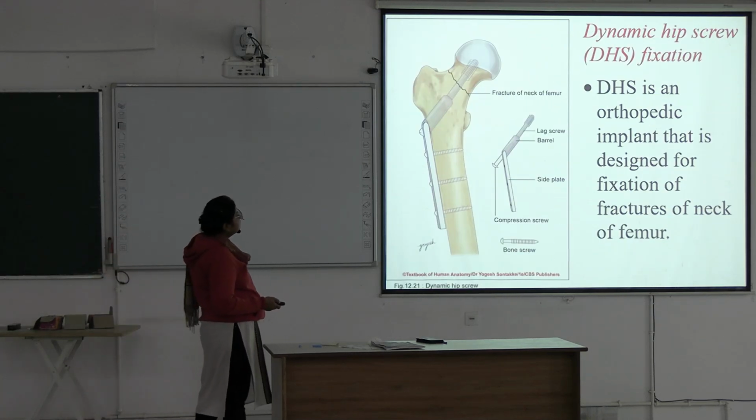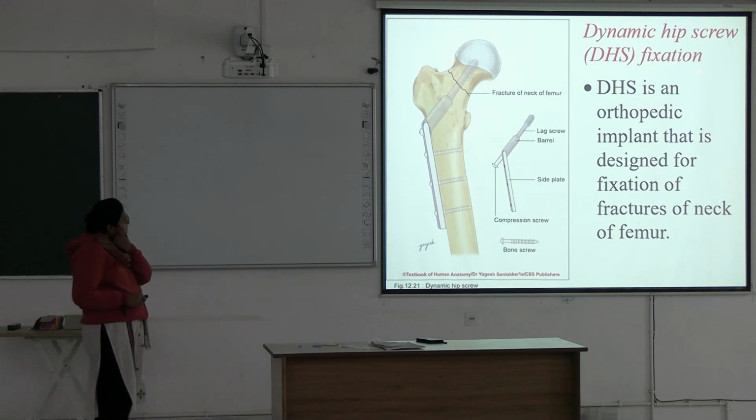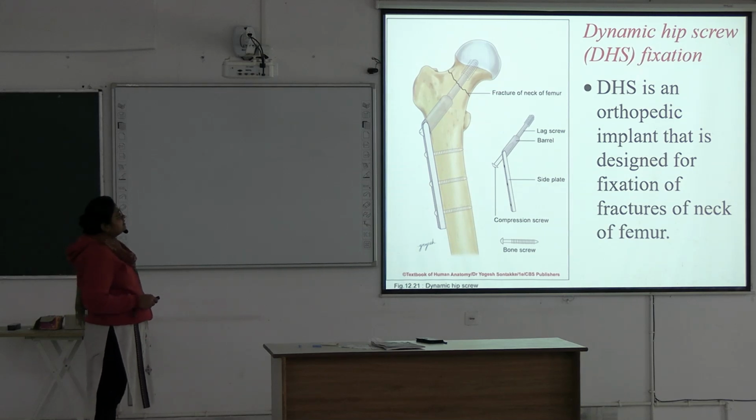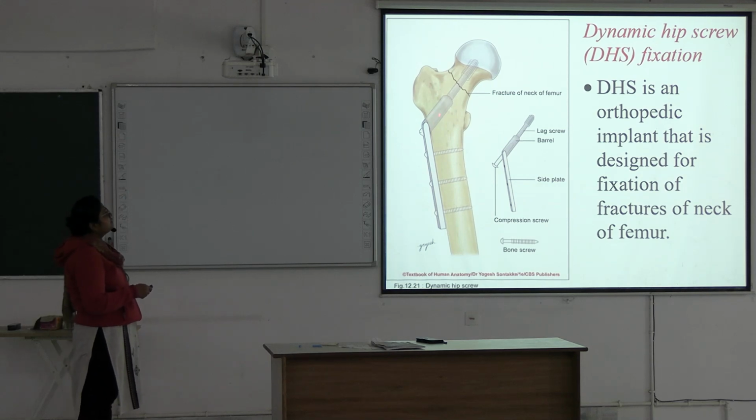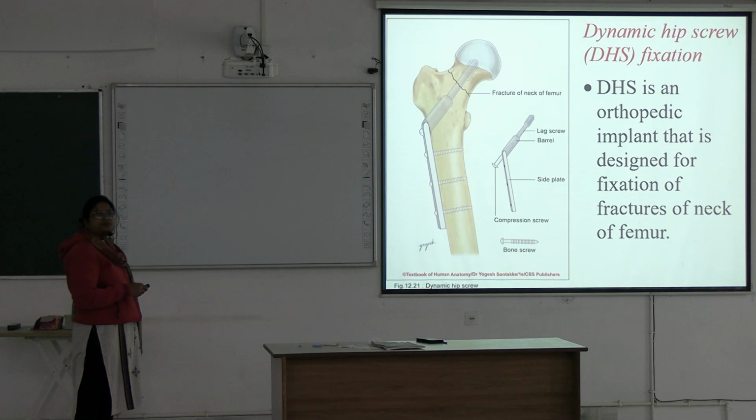Next, or you can place a dynamic hip screw fixation. Okay. If destruction is not much, dynamic hip screw fixation can be done. It is an orthopedic implant designed for fixation of fracture of the neck of the femur. Okay. So this is a plate and these are the screws. The screws are fitted with the femur and this large screw enters from below the trochanter up to the head of the femur through this neck.